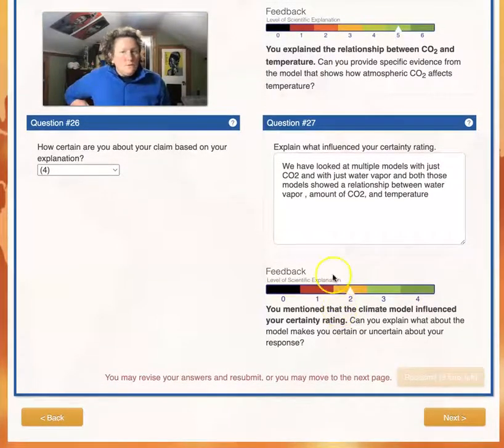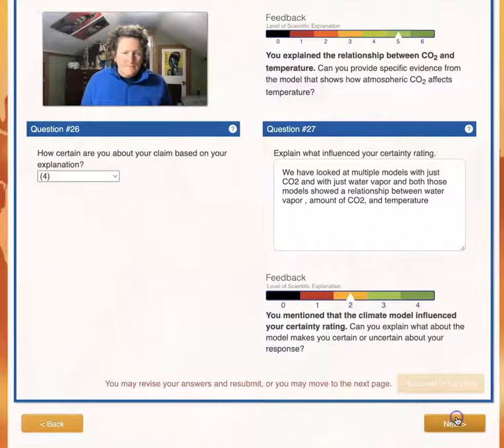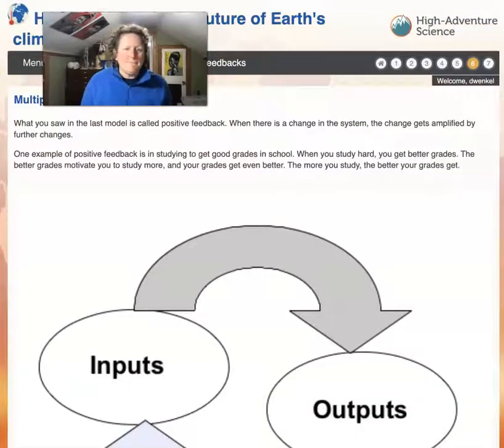I only got a 2 on my certainty rating here because I probably didn't talk enough about the limitations of the model. I talked about the value of the model we looked at before, but we need to talk about the limitations of this model. There are no ice caps, there's no methane, that's another important greenhouse gas. It's missing some components, so even though it's got more components, it's still not perfect. It's still pretty simple.